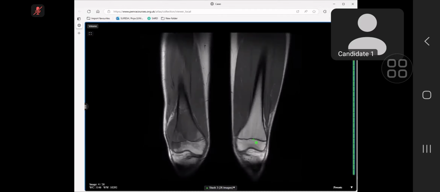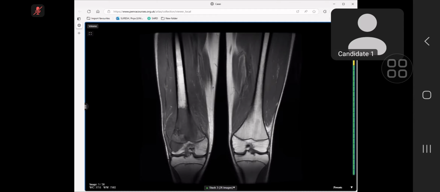I would refer this patient to the sarcoma MDT, with involvement of the orthopedic surgeon and radiologist for the biopsy of this patient, and then involvement of the oncology team for the further management of this patient. Okay, thank you.